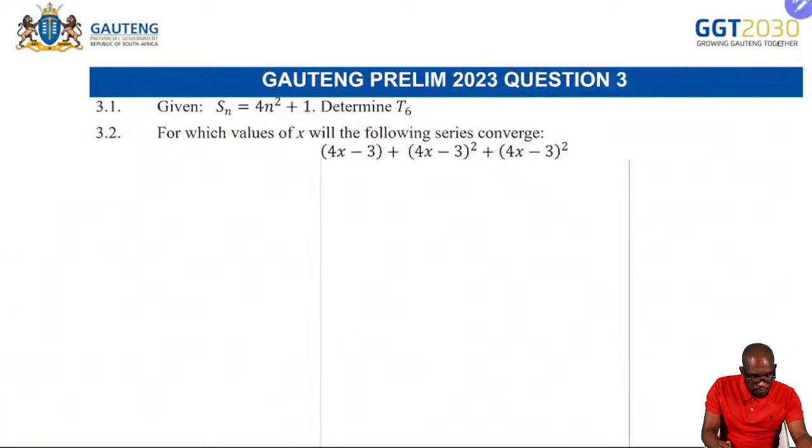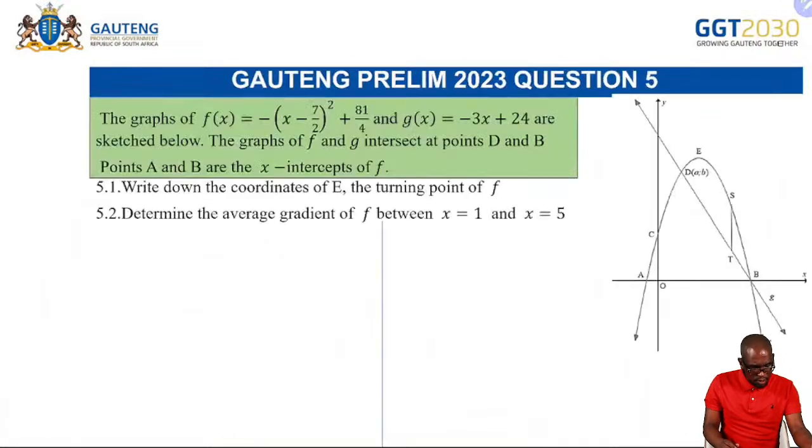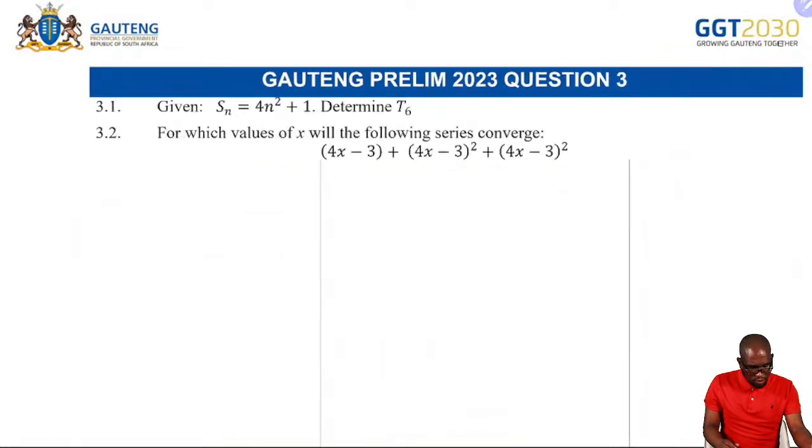Right, we move on. We now move on to question 3 on the prep exam. We are quickly going to look at question 3. So in question 3 here, we are given the sum formula and they want T6. Remember now, it's very, very important that you are able to analyze these sum formulas. You are no longer given the general term, but you are given the sum. And whenever you are given the sum, you can determine any of the terms in this particular sequence.